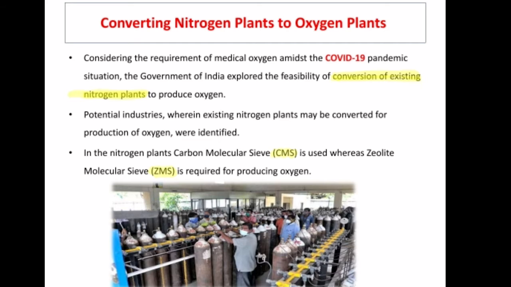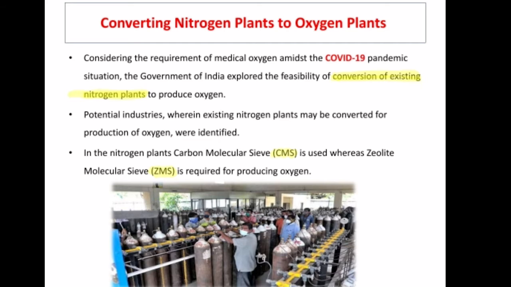So the government is planning to convert the existing nitrogen plants into oxygen producing units. In Tamil Nadu there are many nitrogen producing units. So the government, based on the existing situation right now in India, is giving a way forward to move from nitrogen plants to oxygen plants by making slight modifications in the nitrogen plants.